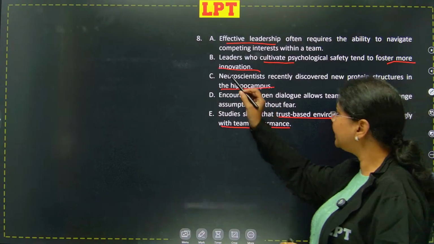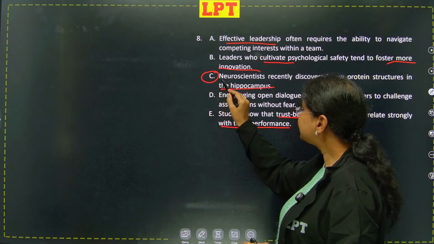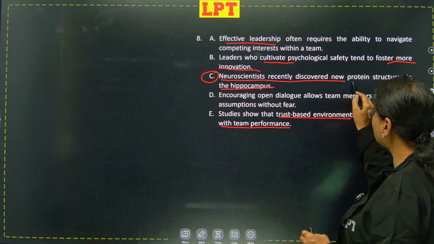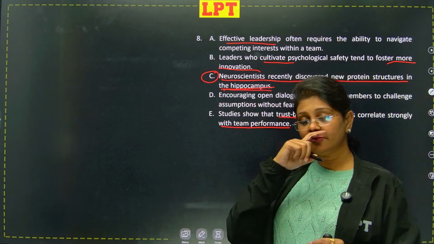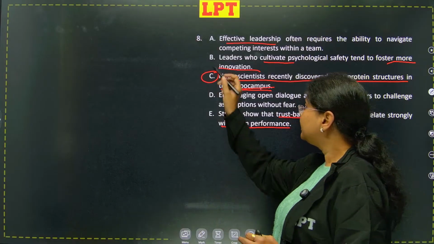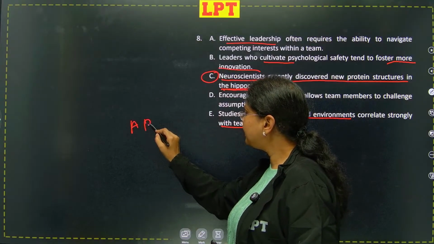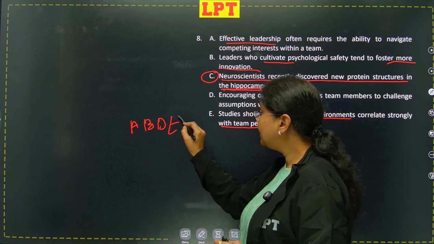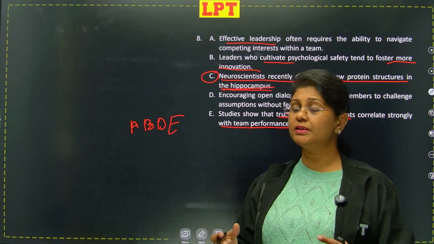Right. So if you look at these five sentences here, let's look at C. What does it say? It says neuroscientists recently discovered new protein structures in the hippocampus. So even if you don't arrange the statements into the sequence, you understand that statements A and E follow the same sort of discussion that is going on in the rest of the sentences.